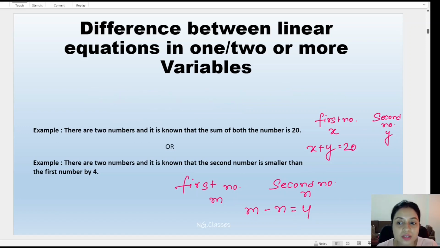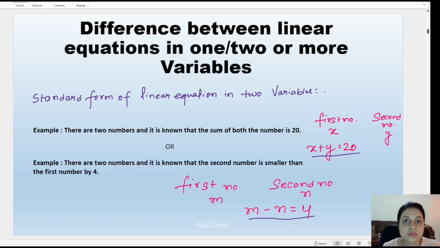Now from both the equations, that means the first equation, x plus y equals 20, and the second equation, m minus n equals 4, we can say they look like the standard form of a linear equation in two variables, which is ax plus by plus c equals 0. Here a, b and c can be any real numbers.